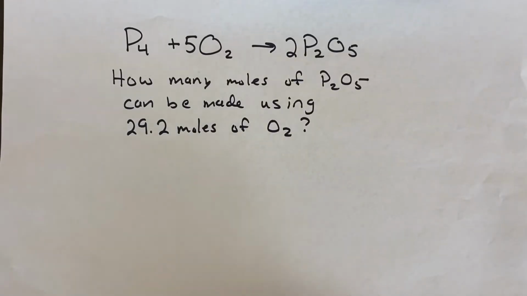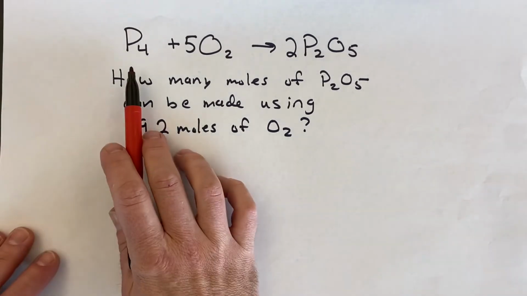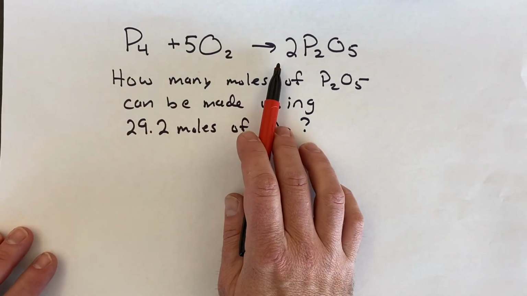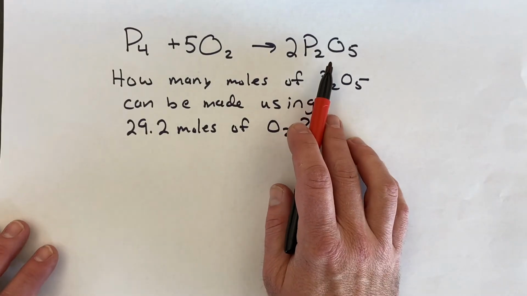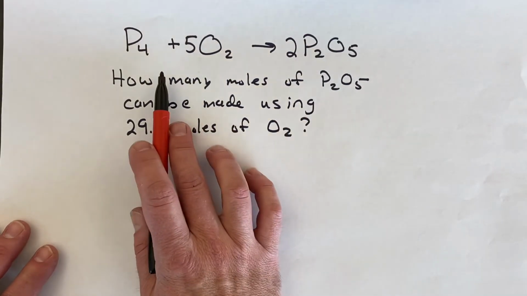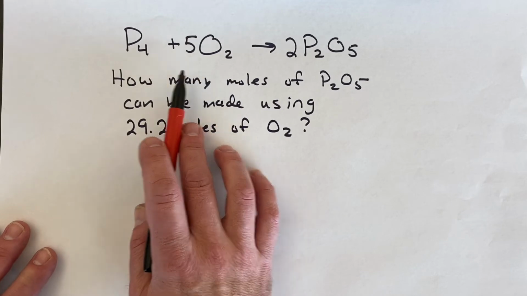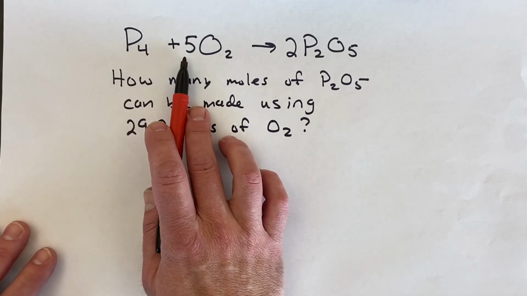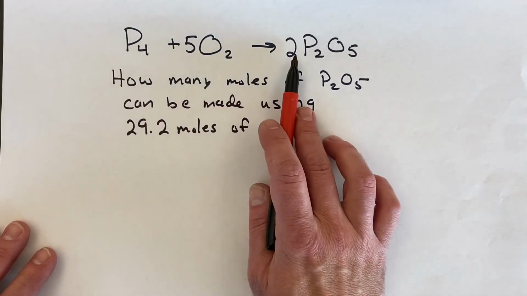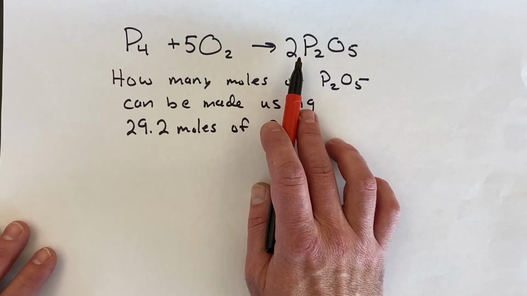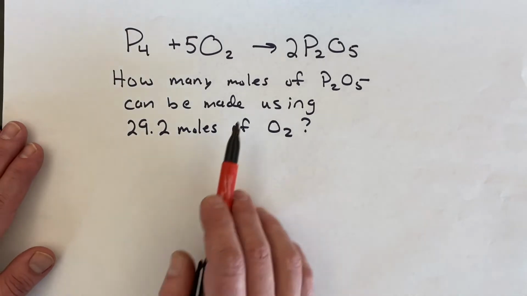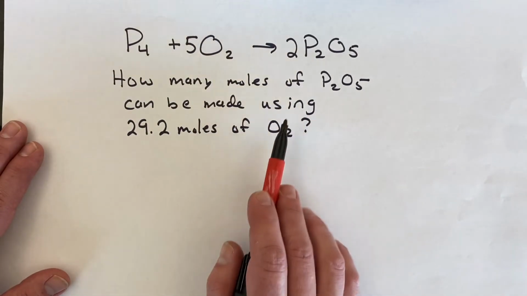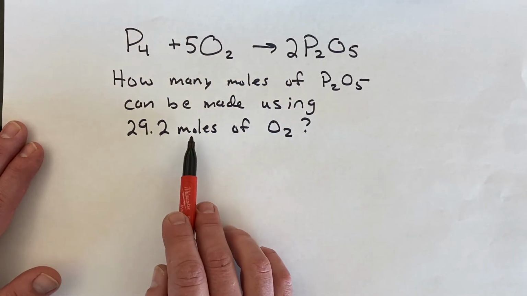In chemistry, we do the same thing, only this time our recipe is our balanced chemical equation. Let's say instead of cookies, I want to whip up a batch of diphosphorus pentaoxide. And I know I have some phosphorus and some oxygen laying around, and I know that they react in a 1:5 ratio. 1 of those plus 5 of those is going to make me yield 2 of those. That's my recipe. Now take a look at the question. How many moles of P2O5 could I make using 29.2 moles of O2?